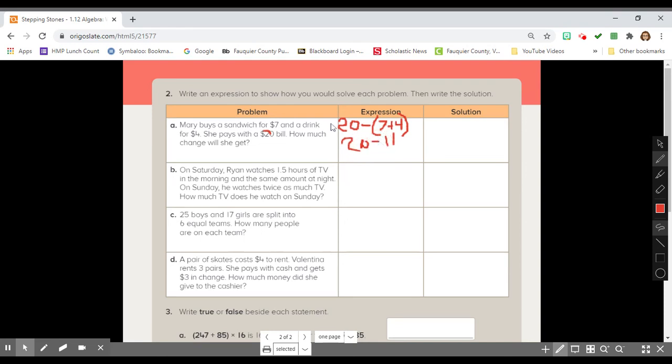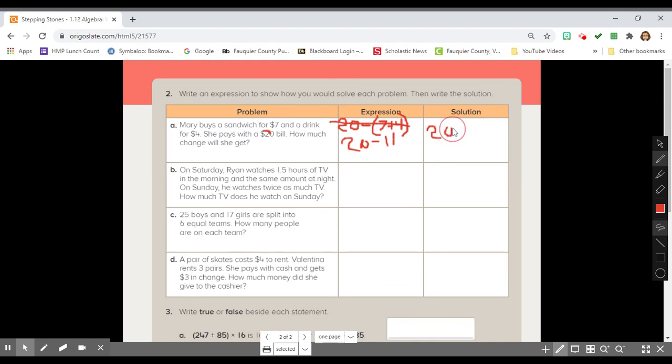Okay. And what I like to do is cross out that, so I know that's not my problem anymore. So my new problem is 20 minus 11. I'm going to write that up here for our solution.